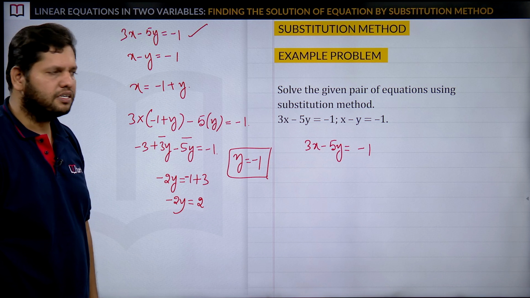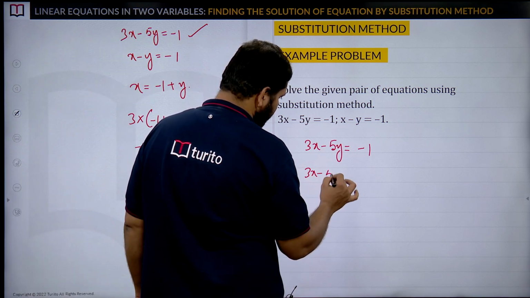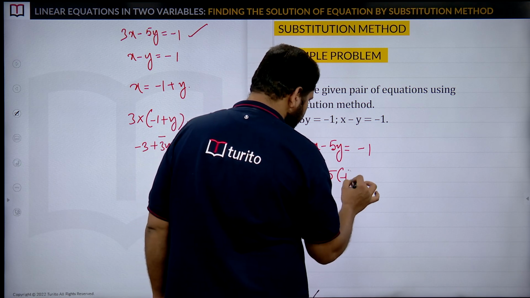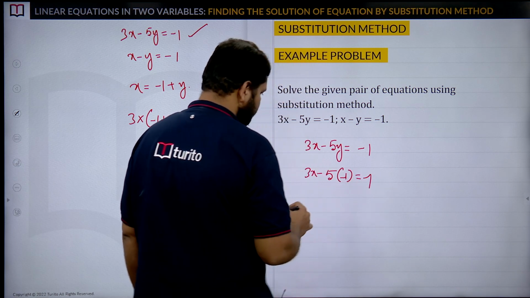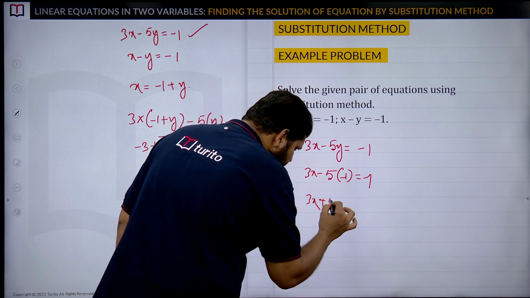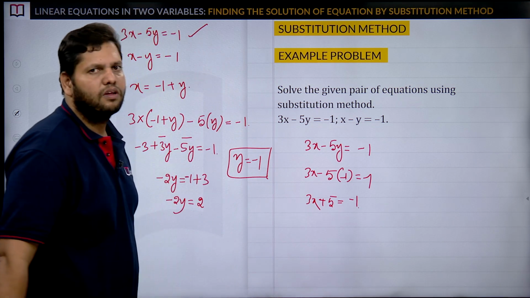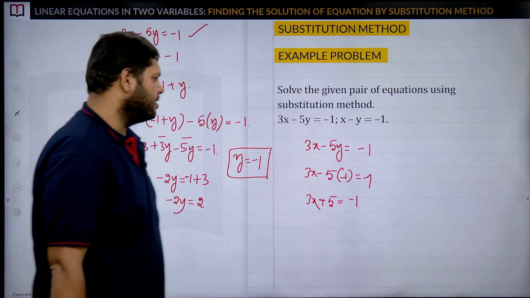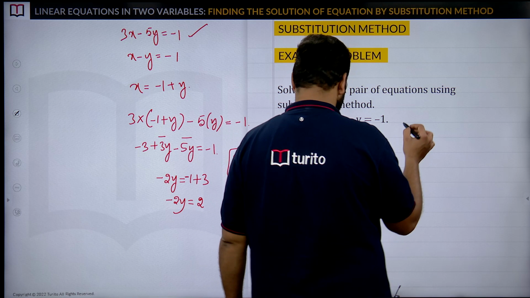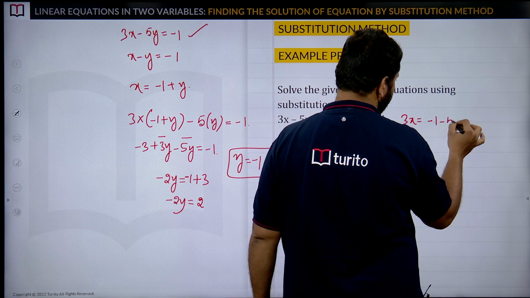Children, what is the y value we got? It is minus 1, isn't it? So I am substituting here. This is 3x, 5 into the y value, which is minus 1, and this is minus 1. So 3x, minus into minus is plus, and this is minus 1. Children, send the 5 to the RHS side. 3x is equal to minus 1 and minus 5.